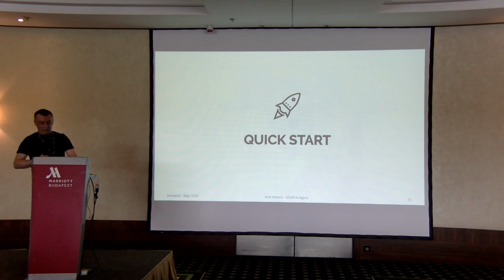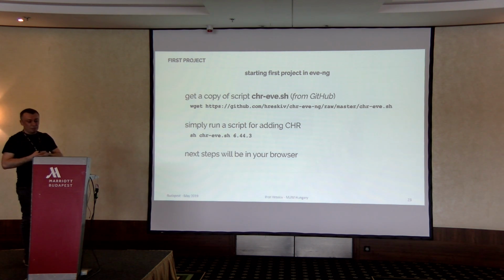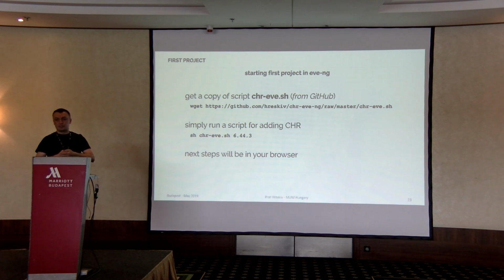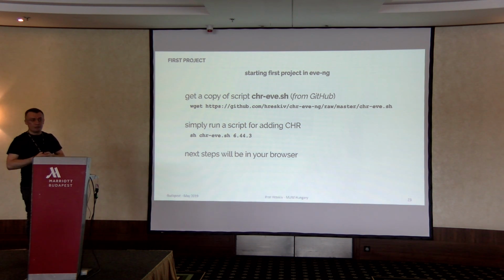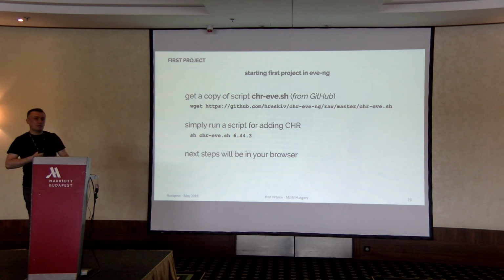Quick start for our labs. In what way can we try to start, and what do we have? First of all, we must log into our virtual machine. Default credentials are root and eve. If you want, after installation or applying the OVA template, you can change it. Get a copy of the script, which creates the necessary directories, download it, and as a parameter you only put the version of RouterOS you want to try. And the next steps will be provided only in your web browser without additional tools.